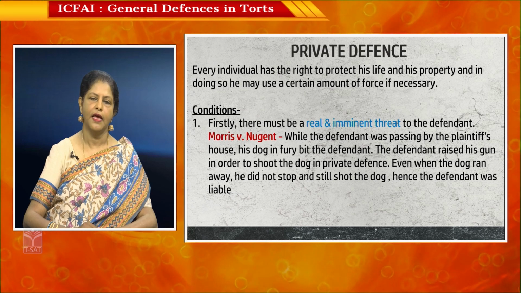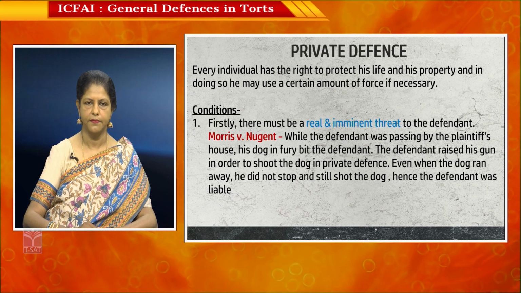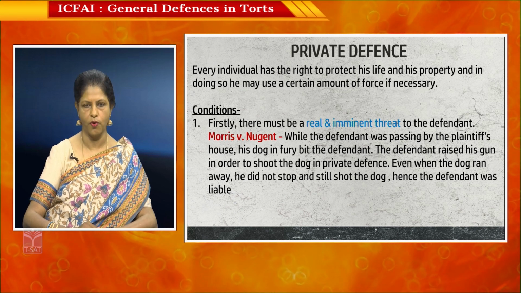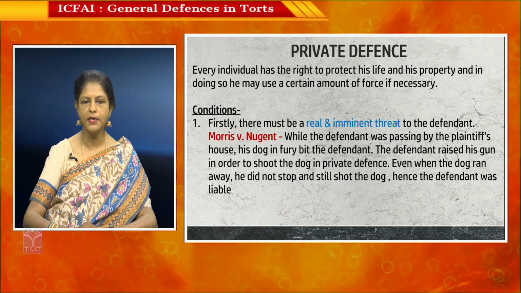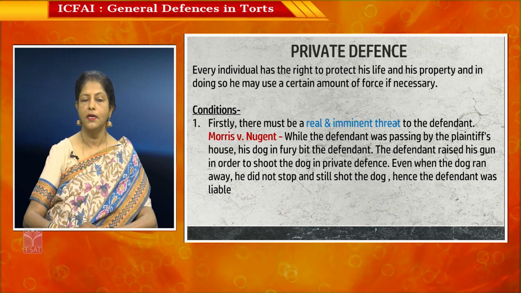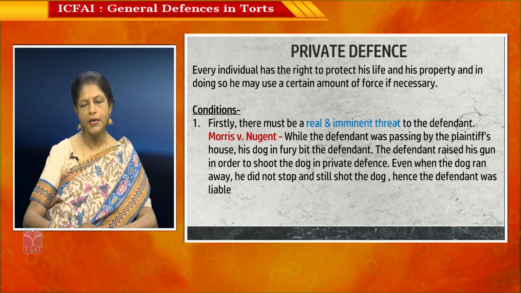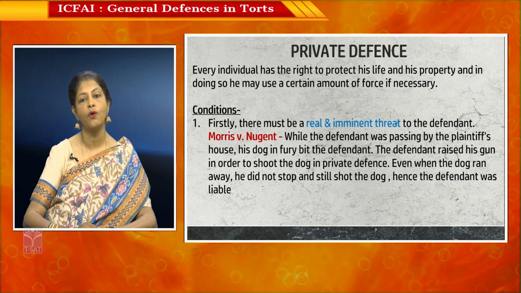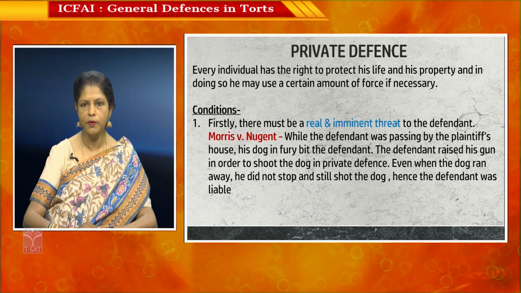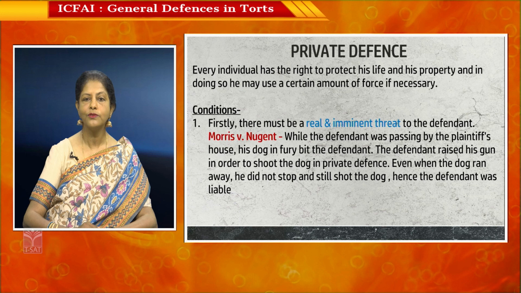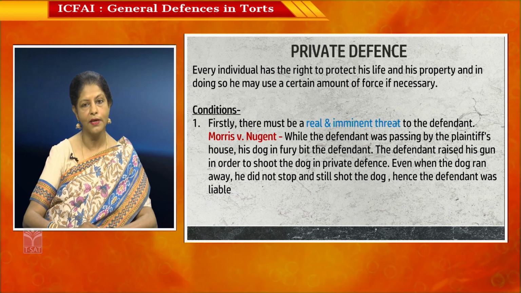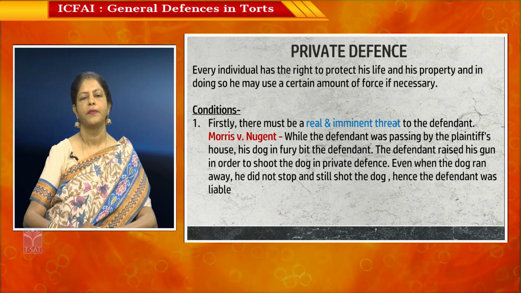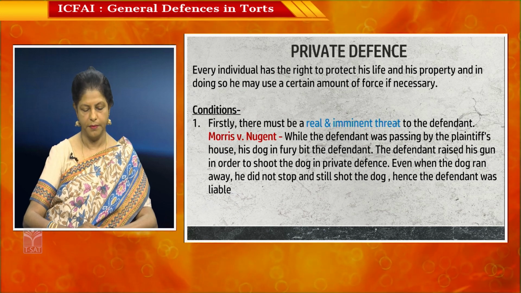Now, the defendant has taken the plea of private defense. He says that in order to defend himself, he used force and killed the dog. But the court has not accepted his plea because there wasn't any real and imminent threat to the defendant. The fact that the dog turned away and walked away means that the defendant was out of danger. But the defendant probably was furious because the dog had bitten him. So whatever he has done, he was being revengeful by killing the dog. Hence, the court has not accepted the plea of the defendant.